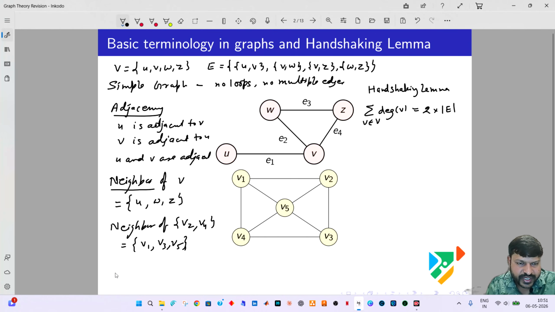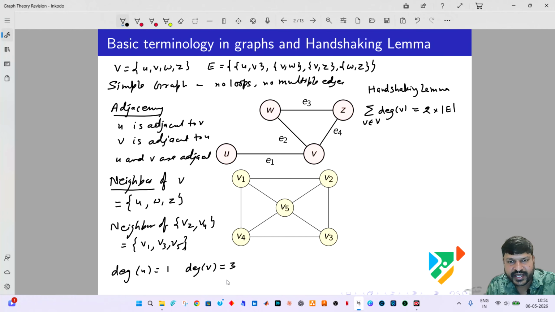What is degree, by the way? For example, what is the degree of vertex u in the first graph? It is 1. That means how many edges are attached to u? 1 edge. What about the degree of v? The degree of v is 3. How many edges are attached to v? 3. In the second graph, what is the degree of v5? It is equal to the number of edges attached to v5, which is 4, and so on.